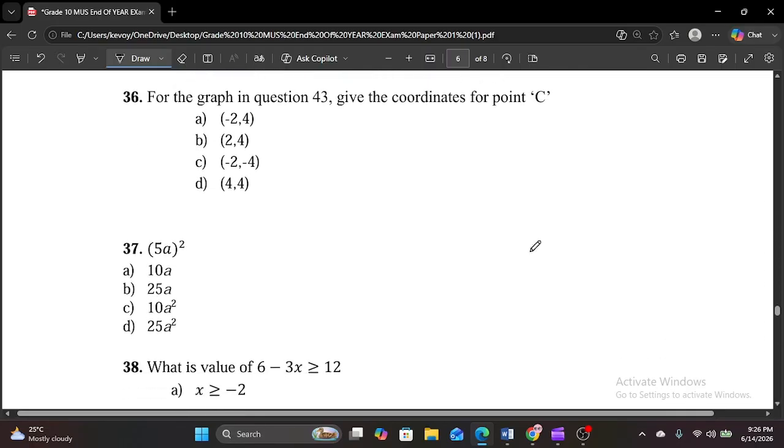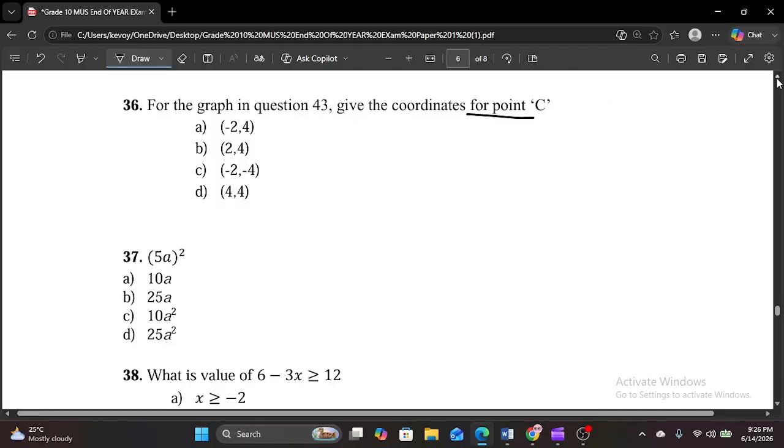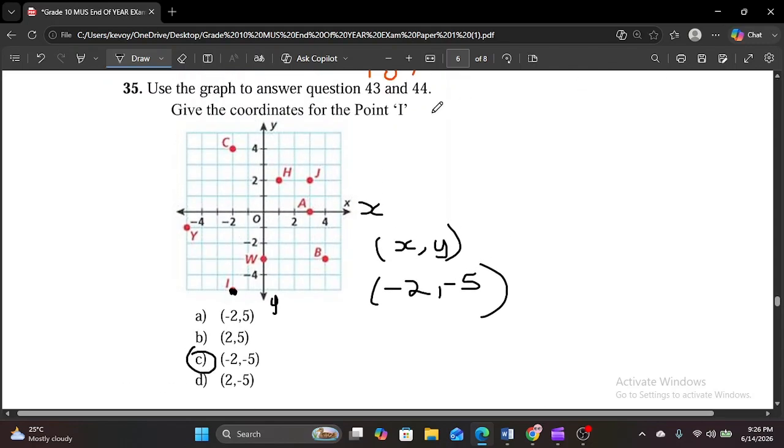All right, for the graph, give the coordinates for point C. So point C, let's look at point C. So point C is right here. So point C is for the y-axis. Remember, all right. So C, let's put C right here. Let's use a different color for C. So I'm using red. So C now is going to be equal to. We're going to find what point is on the x-axis and the y-axis.